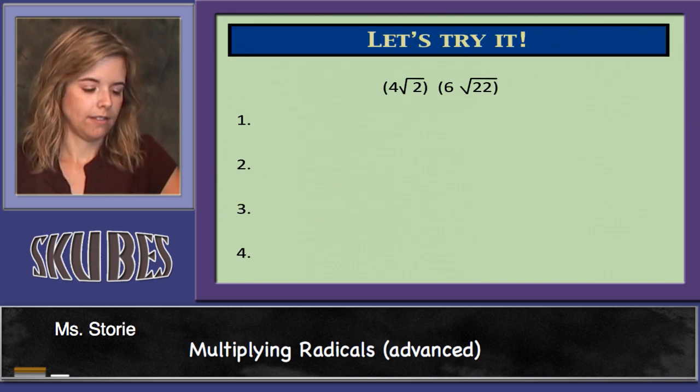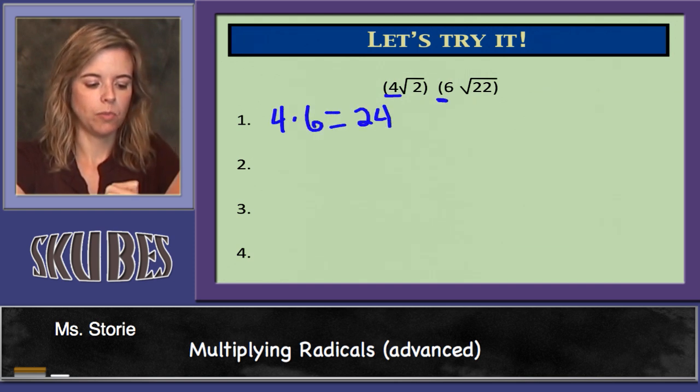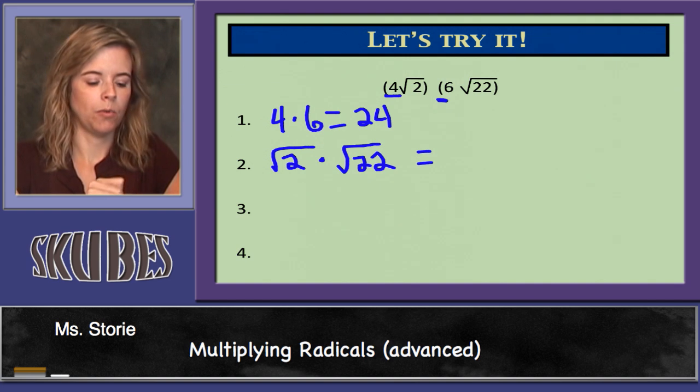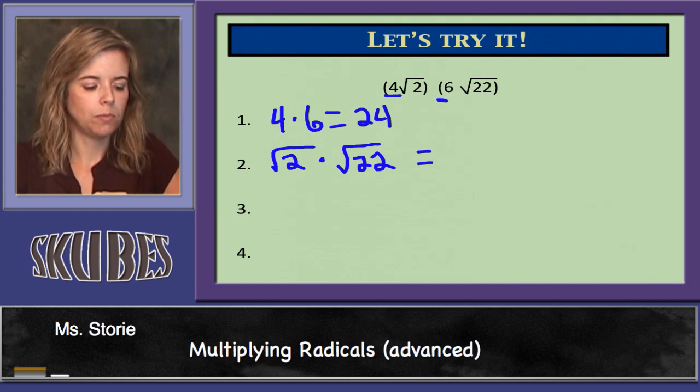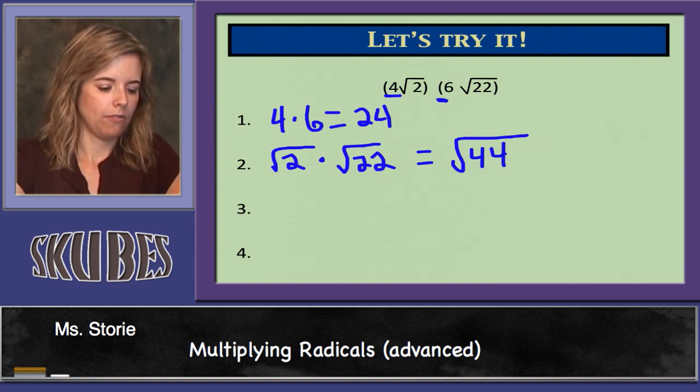First, let's try this. We're going to take 4 times 6, and 4 times 6 is 24. We've now multiplied our whole numbers. Now we're going to take our radicals and multiply them together. If you remember, when you multiply radicals, you multiply them and keep them under the radical sign. So 2 times 22 is 44. So I have 24 radical 44.